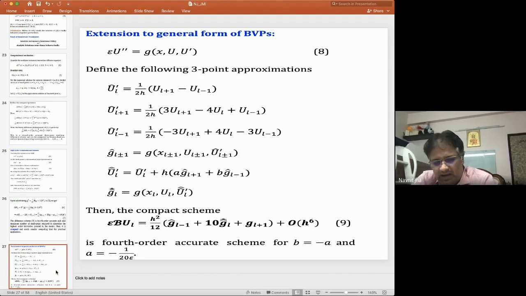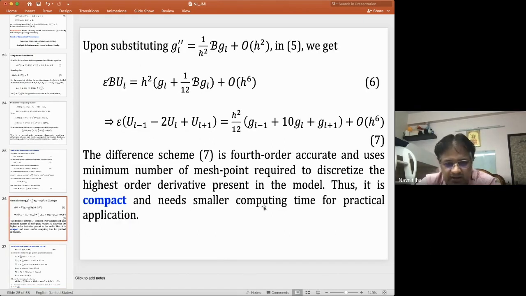Here I will expand the previous scheme to the general form, that is epsilon u double prime equal to a function of x, u and u derivative. Because in this equation 8, we have an involvement of u derivative, and the formula we have derived here requires g l minus 1, g l and g l plus 1.